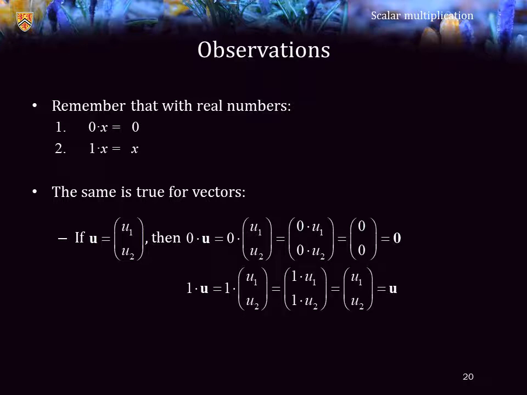Similarly, if I multiply u by 1, well, I'm just multiplying each entry of u by 1, and that also leaves u unchanged.